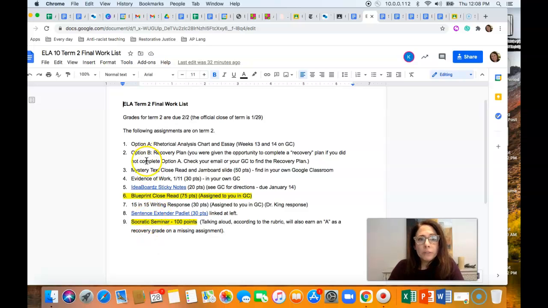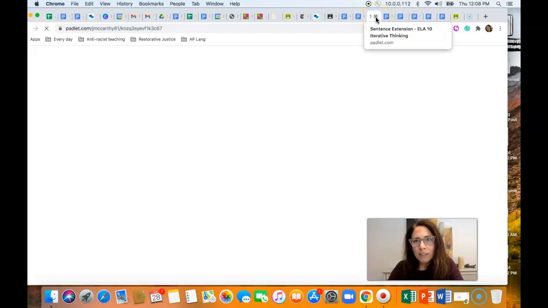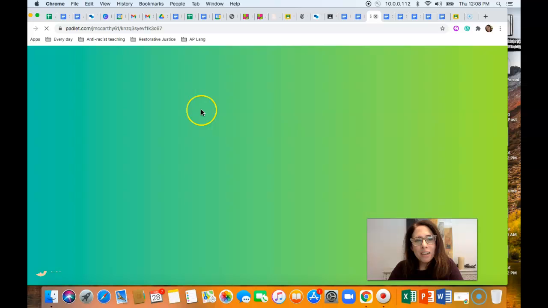And then I would work backwards, right? So I would go to the sentence extender Padlet. Here, there's a video in the Padlet that tells you what to do, but the link to the Padlet is in the term 2 assignment list. I love this Padlet. I love reading it. I'm proud of you guys for doing this.